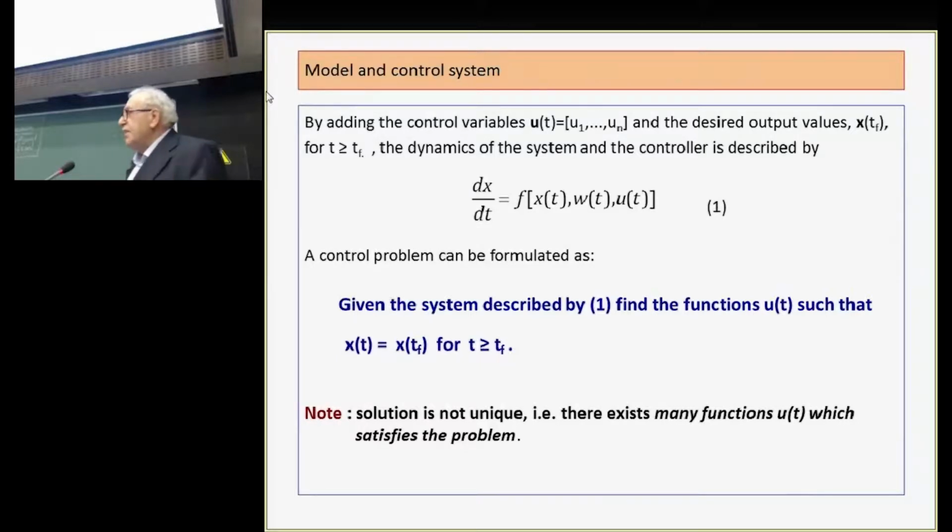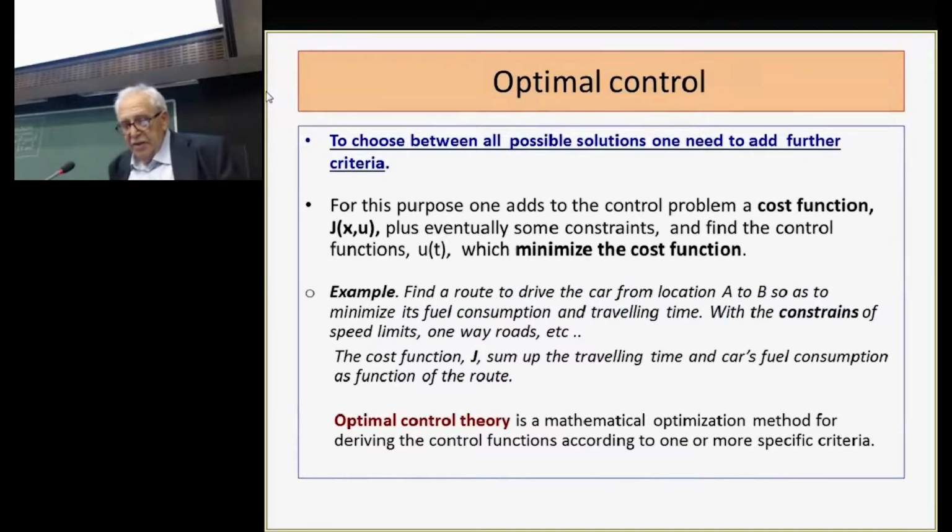So this does not solve the problem of optimal control. To find an optimal control, we have to add something more. What do we have to add? We have to have what is called a cost function, which sometimes includes some constraints, and find the solution of the control variables which minimizes the cost function.